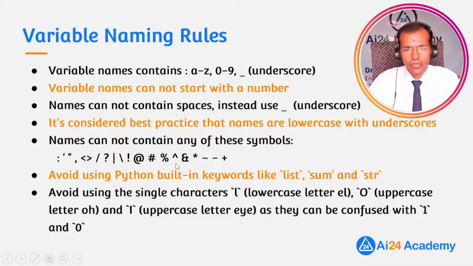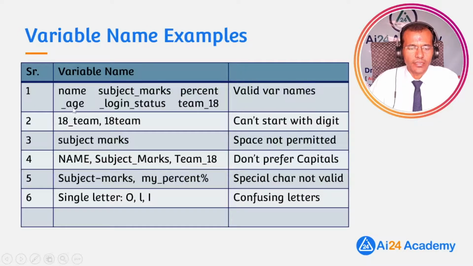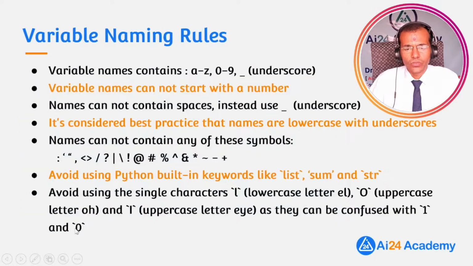Also we can start our variable with an underscore, like this, _age_login_status, or we can have a double underscore also. And we should avoid using built-in keywords like list, sum, string, because they have a predefined meaning in the Python language, and hence we should not use this kind of built-in keywords. Also we should avoid using single characters like lowercase letter l, uppercase letter O and uppercase letter I, as they can be confused with the digits 1 and 0. So these are the rules for naming the variables.